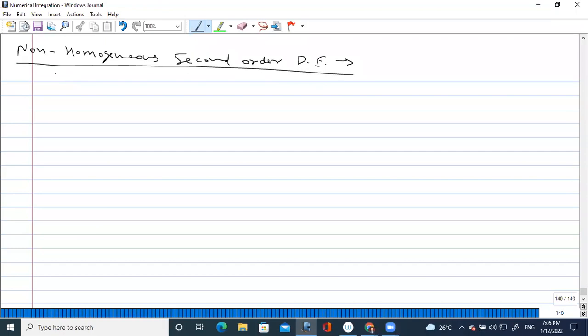So in this, what I told you, the form of this will be d2y over dx square plus p dy by dx plus q into y will be equal to r. Okay, so here r is a non-zero value. If r is 0, then it will become a homogeneous differential equation. So directly we will go to the method of how to solve such a type of problem.